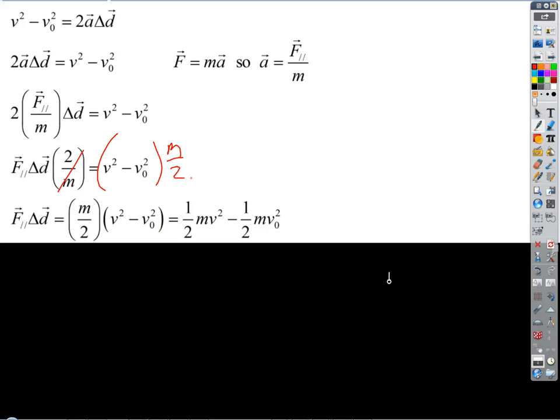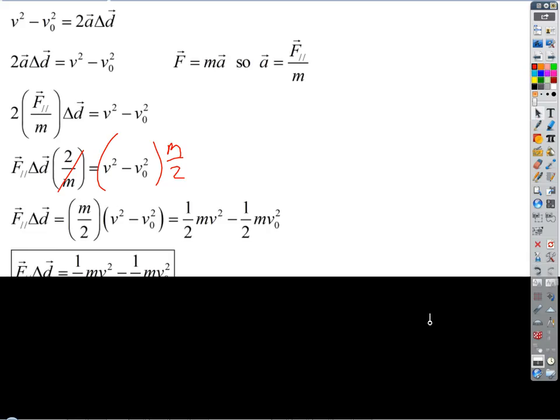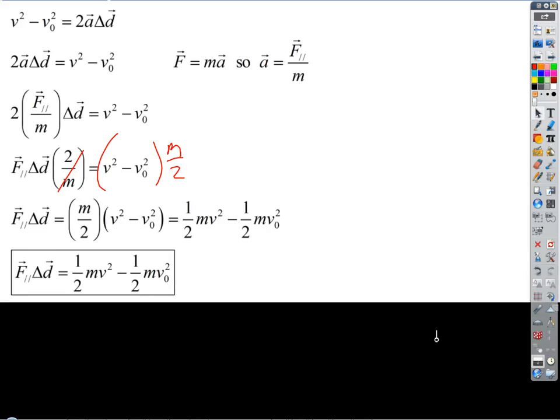And then we get something like that, don't we? There it is. If I just rewrite that, if I distribute the M over 2 to both of those two terms, this is what I get. I get 1/2 times M times final speed squared minus 1/2 times M times initial speed squared. That's pretty amazing. That must mean something, right? So we come up with an equation there.